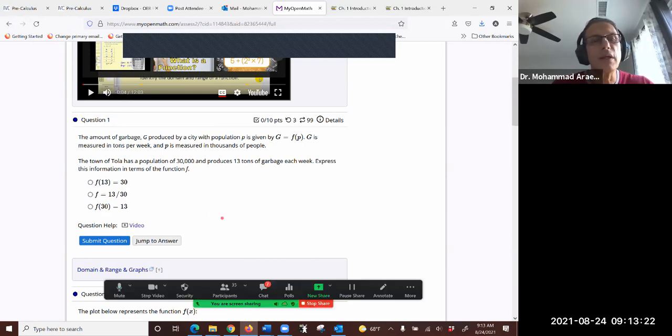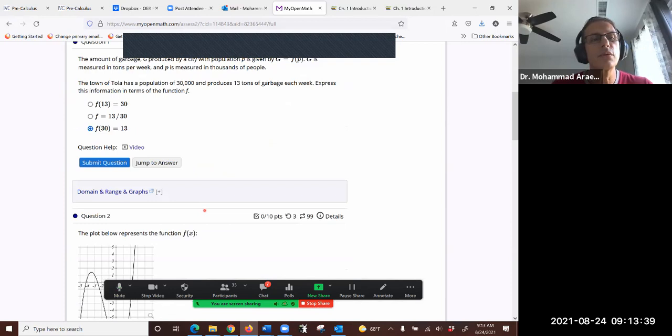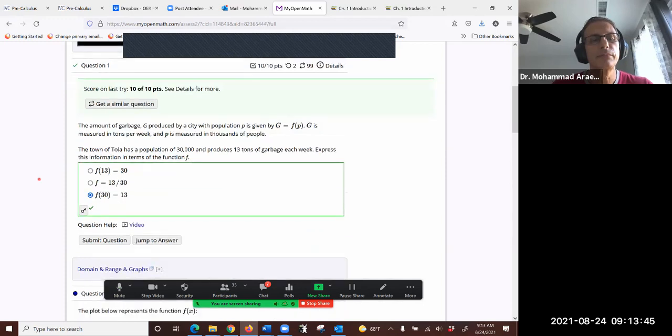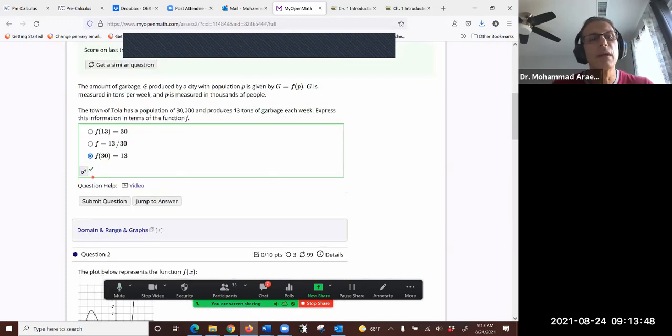Therefore, if I go here and it says, answer the question, when I answer the question, the town has a population of 30,000, produces 13 tons of garbage, express the information in terms of function of f. So you put the answer and you submit the question, and it check marks. If we didn't do it right, we can use a similar question and we keep on doing it until we do it right, and we get the full credit for that. How nice is this? This is very simple.